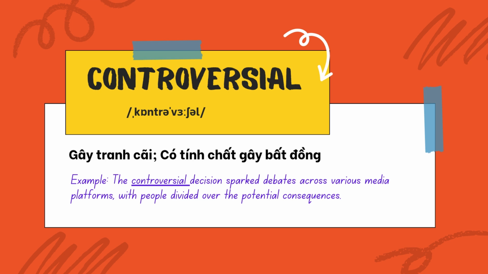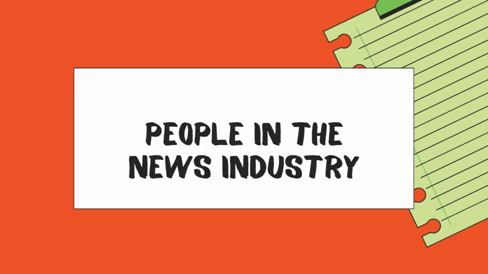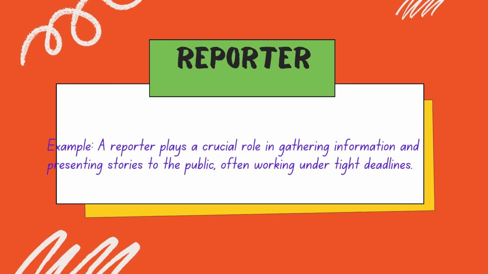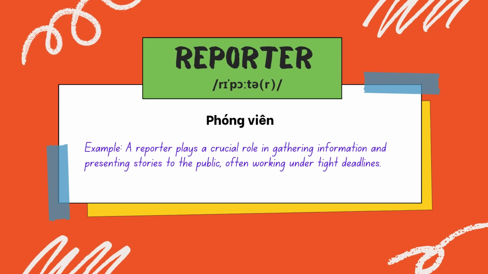Controversial, example. The controversial decision sparked debates across various media platforms, with people divided over the potential consequences. Part 5. People in the news industry. Reporter, example. A reporter plays a crucial role in gathering information and presenting stories to the public, often working under tight deadlines.